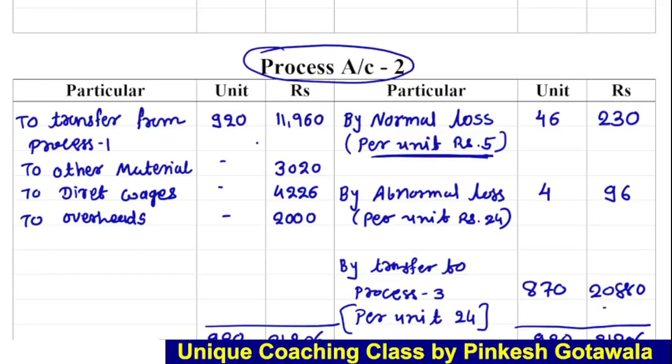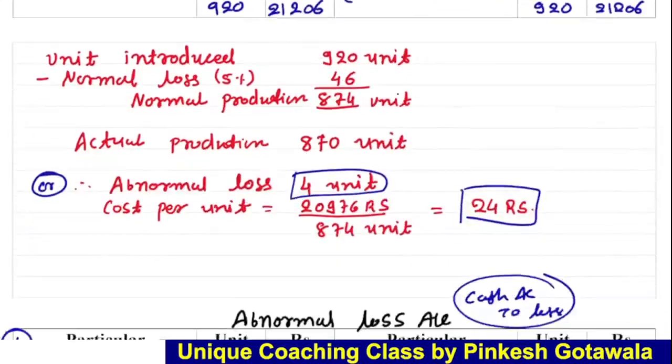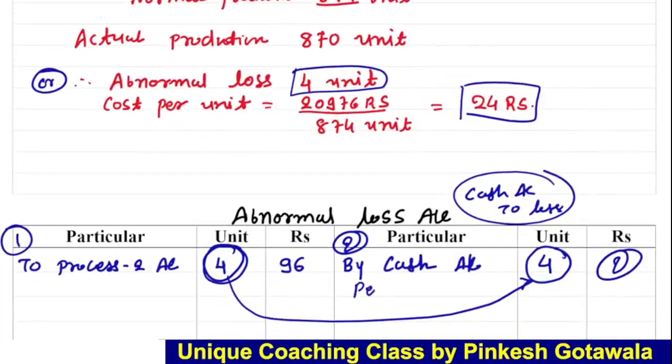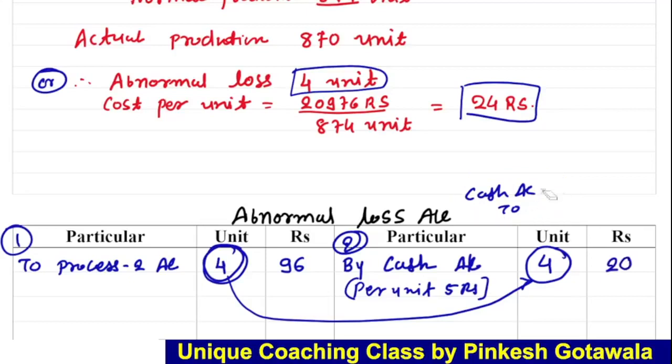So if we sell that abnormal loss at the normal loss price, we sell normal loss at 5 rupees. So it can be sold at the same rupees 5. Right? So 5 into 4, here you will get 20. So our second entry will be done. Clear? So what will be the second entry? That we sold the abnormal loss. We have 4 units of abnormal loss, sold that.